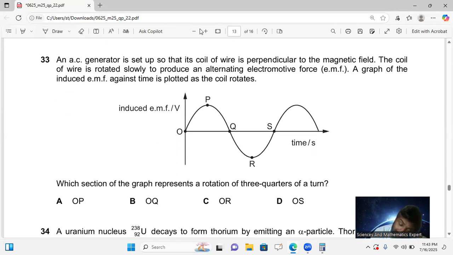An AC generator is set up with a coil of wire perpendicular to the magnetic field. The coil of wire is rotated slowly to produce an alternating EMF, and a graph is shown. Which section of the graph represents a rotation of 3/4? So this is the half, this is the full, this is 1/4, 2/4, 3/4. This is the 3/4.